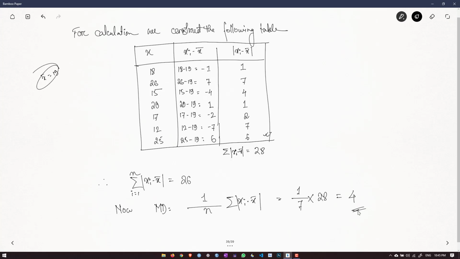Okay. Now for the same data, if it is not mentioned whether you have to calculate mean deviation about mean, or if it is specifically mentioned that you have to find out mean deviation about median, right? In some cases, it may be appropriate to find out mean deviation about median instead of mean. So let's see how we can calculate mean deviation about median.